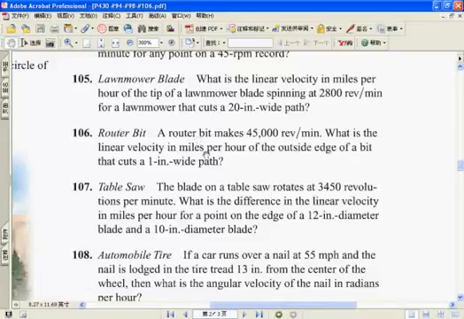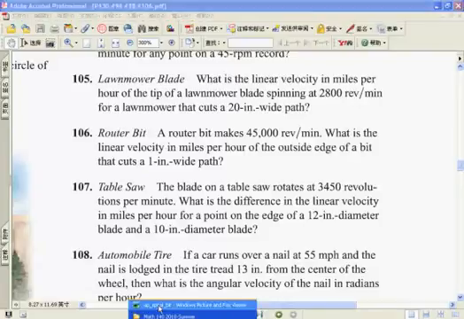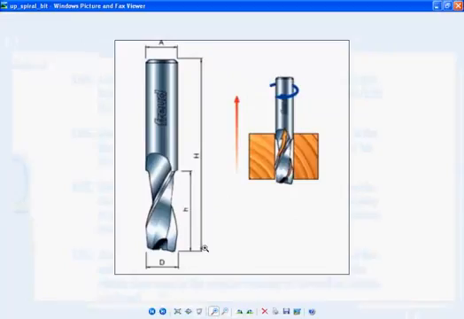So let me first show you the picture of the round bit. It's like this. So this is a round bit. Now it says it cuts a 1-inch wide path. So that means the diameter, this d, is equal to 1 inch. Okay, then the radius should be equal to ½ inch. Right? Now let's come back to the whiteboard.